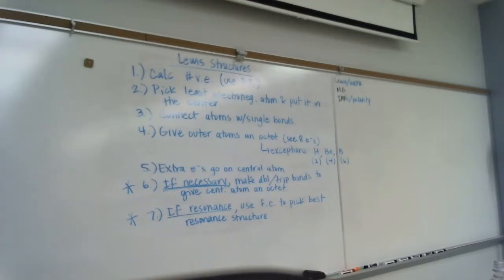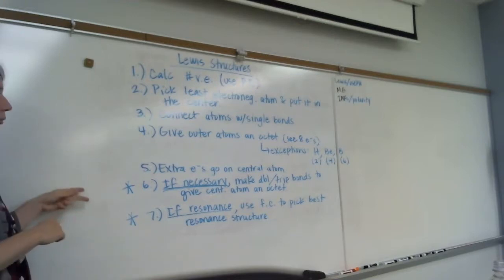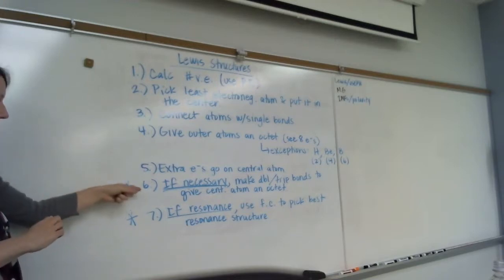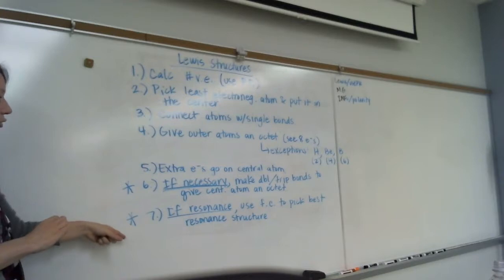These are the same rules that are posted in the notes online, just summarized. So calculate valence electrons, pick the least electronegative atom, put it in the center, connect your atoms with single bonds, give the outer atoms an octet. Extras go on the central atom, make double or triple bonds only if necessary to give the central atom an octet. If there's resonance, use formal charge to pick the best resonance structure.